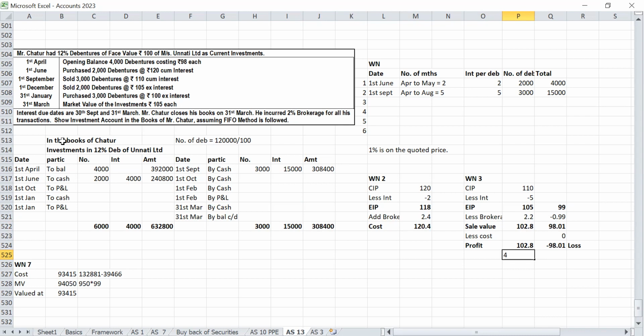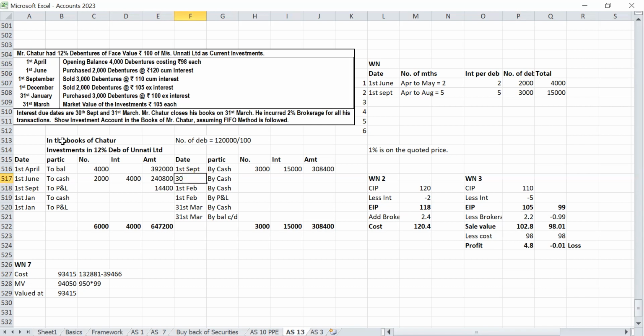Opening balance 4,000 இருக்கு, correct? Opening balance is 4,000. Yes, sir. So அப்ப 98 தான் cost. Yes, sir. Opening balance 98 தானே? Yes, sir. So profit 4.8. So on 1st September to P&L, 4.8 into 3,000. Finished. Next.